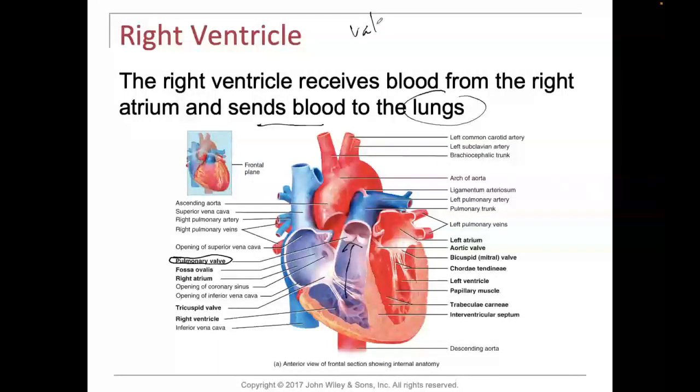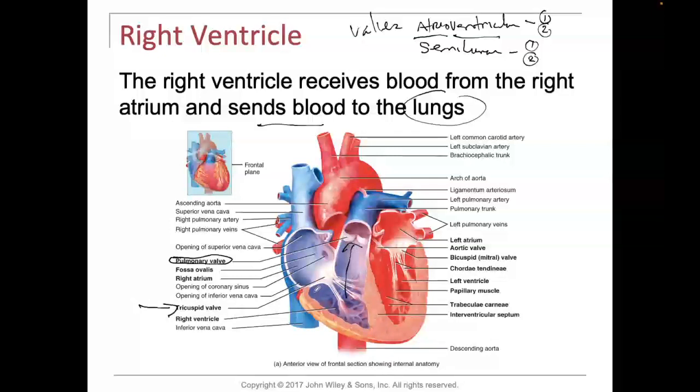So in terms of valves, there are atrial ventricular valves, and then there are semilunar valves. There are 2 atrial ventricular valves, and there are 2 semilunars. Atrial ventricular just means the valves between the atrium and the ventricle. So on the right side, that would be the tricuspid, and on the left-hand side, that's going to be the bicuspid valve, aka mitral valve. So those are the AV valves.